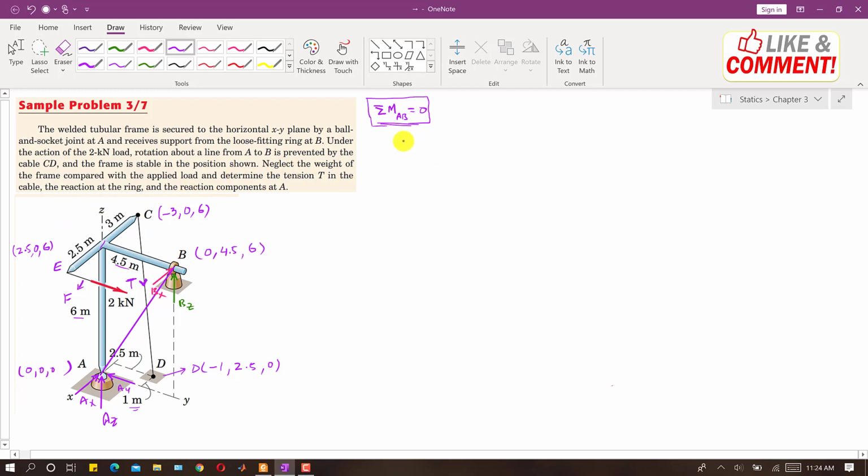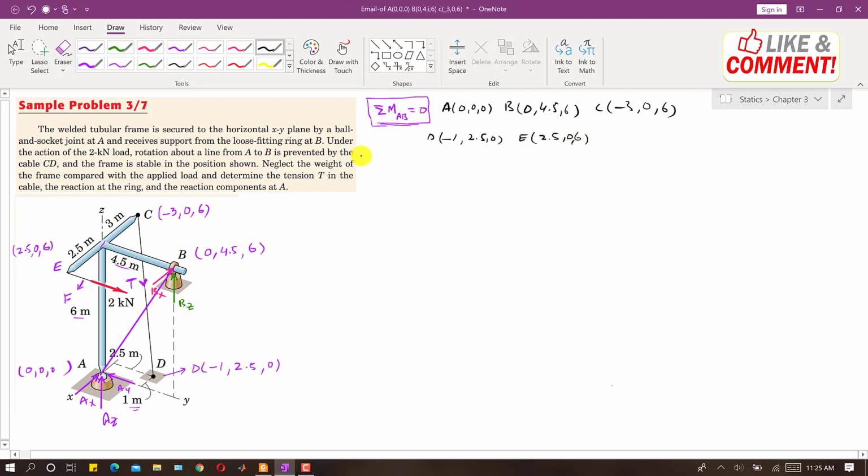So let me write all these coordinates here. A is the origin. The coordinates of B are 0, 4.5, 6, coordinates of C are -3, 0 and 6, coordinates of D are -1, 2.5, 0, and coordinates of E are 2.5, 0 and 6.